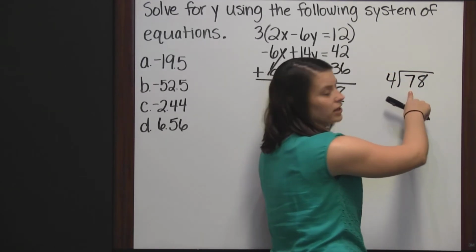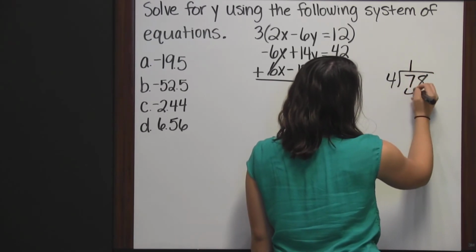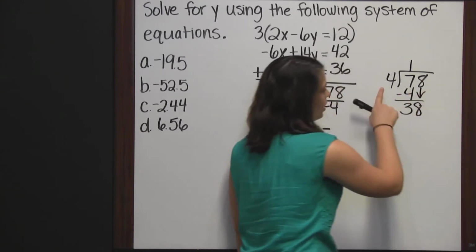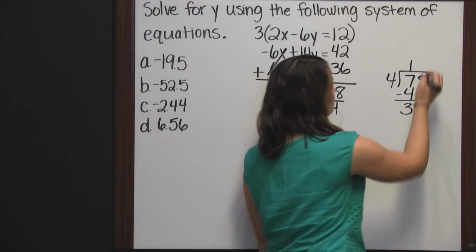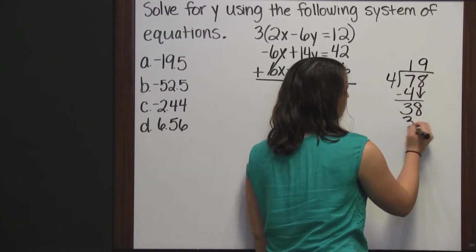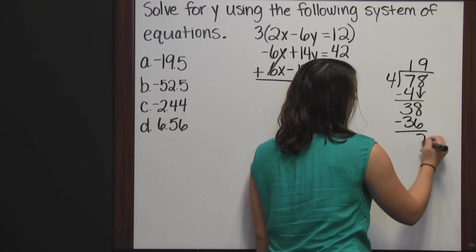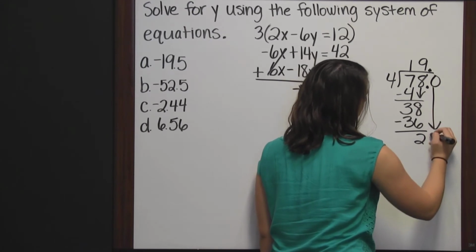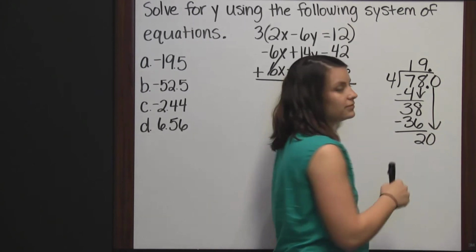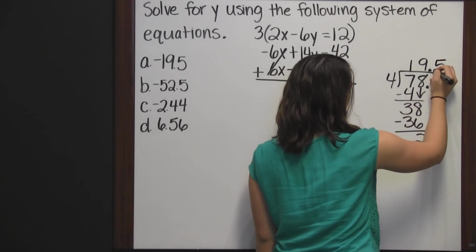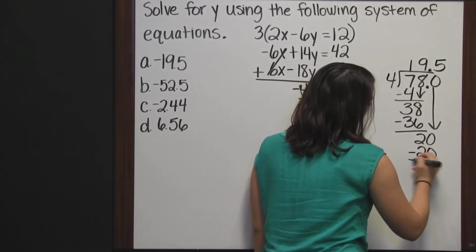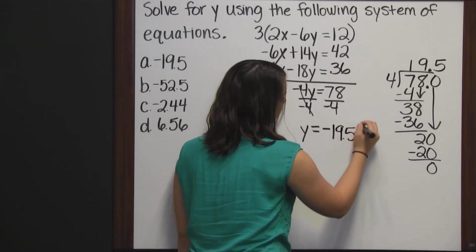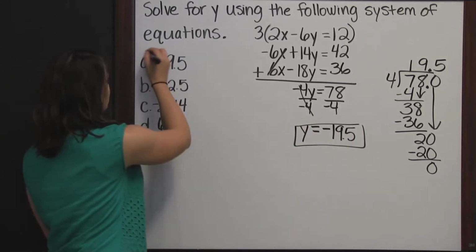4 goes into 7 one time. 4 times 1 is 4. You subtract and get 3. Bring down the 8. 4 goes into 38 9 times. 4 times 9 is 36. Subtract and you get 2. Add a decimal and a 0. Bring it down. And 4 goes into 20 5 times. 4 times 5 is 20. Subtract and you get a remainder of 0. So it's negative 19 and 5/10, which is answer A.